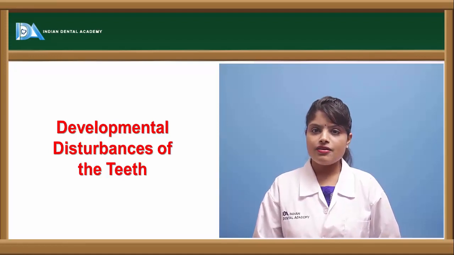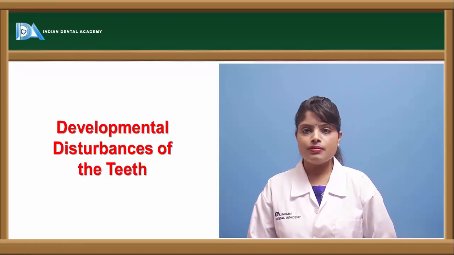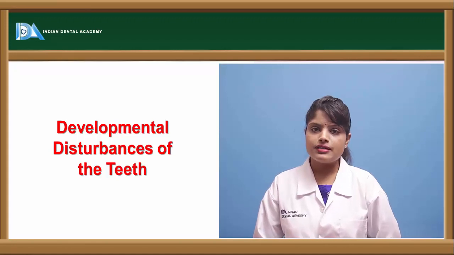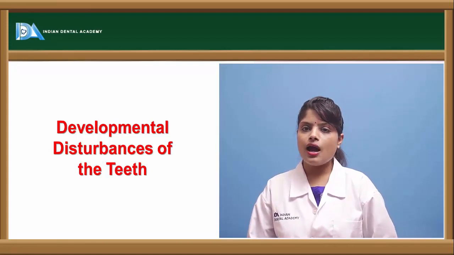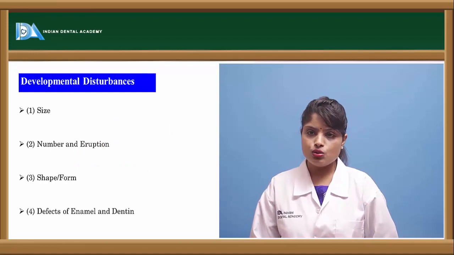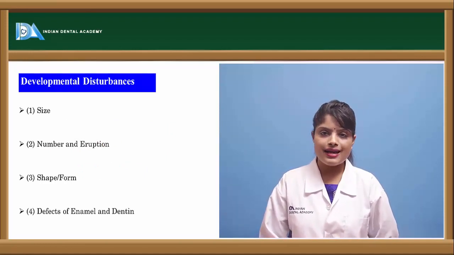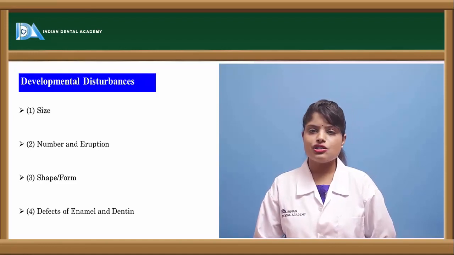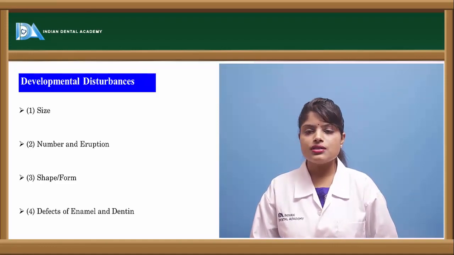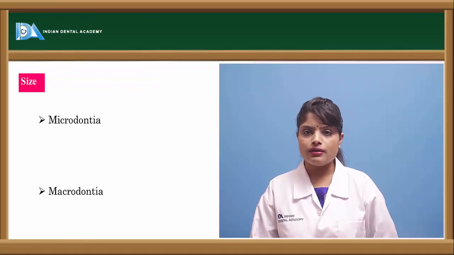Many children are affected by developmental disturbances in the tooth. Today we discuss what these disturbances are and what they will lead to. They can be developmental disturbances in the size, in the number, in the form, in the shape, or in the consistency of the enamel or the dentin.